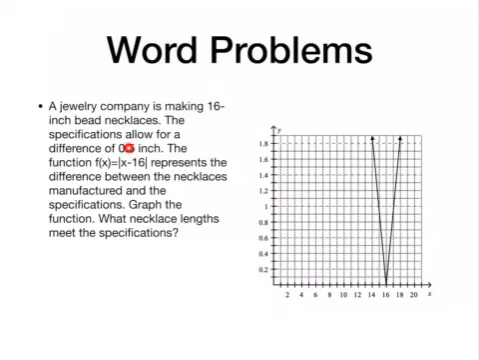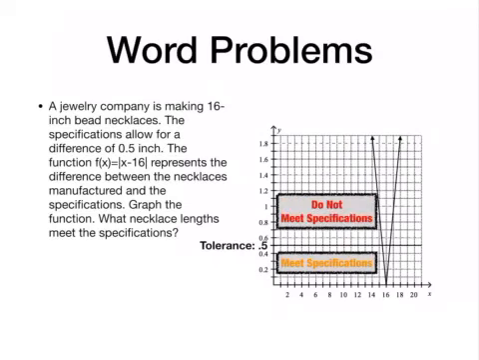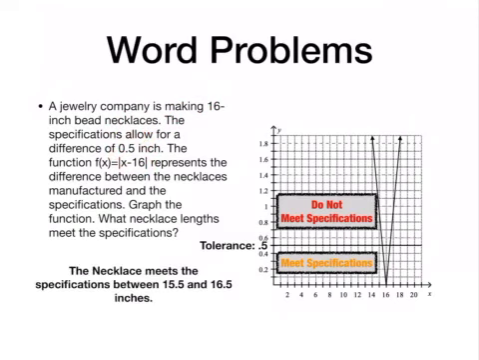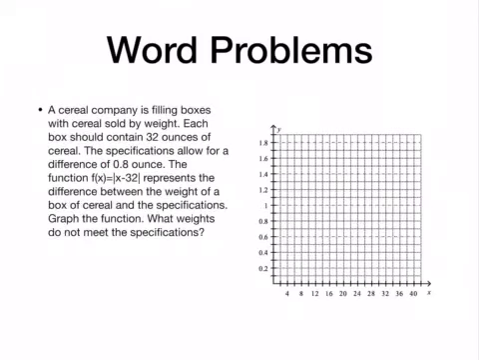Then what I'm going to do is I'm going to notice this 0.5 inch that we have right here. That means I'm going to find 0.5 inches on my graph. Here it is. And then I'm just going to draw a line across. That's our tolerance. Now the values below that tolerance are the ones that meet our specifications. The values above do not meet our specifications. Since we were asked what necklace lengths meet the specifications, I'm going to go from our lowest value to our highest value. Now if it's a little hard to read on here, you can also just take the 16 inches and add and subtract 0.5 inches to end up getting the necklace meets the specifications between 15.5 and 16.5 inches.